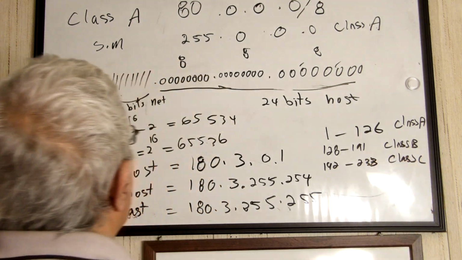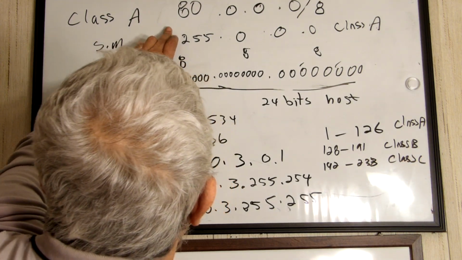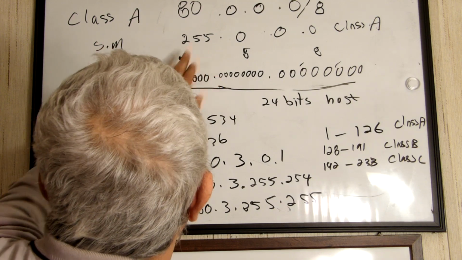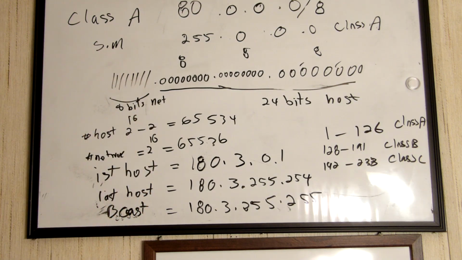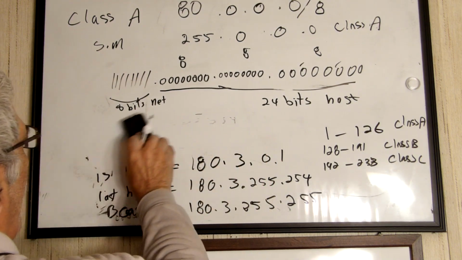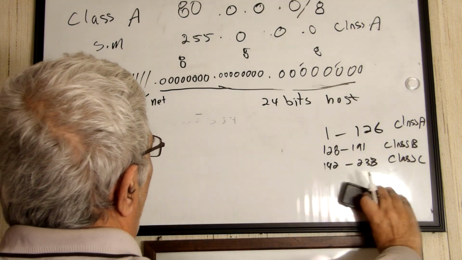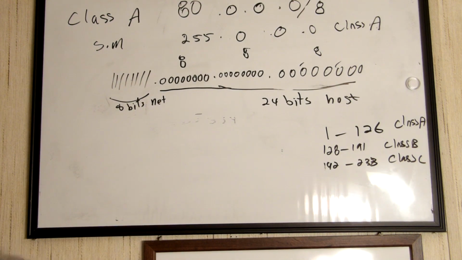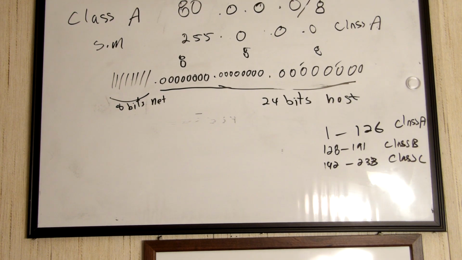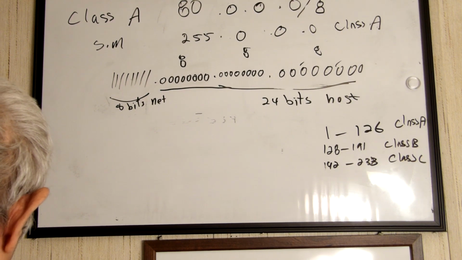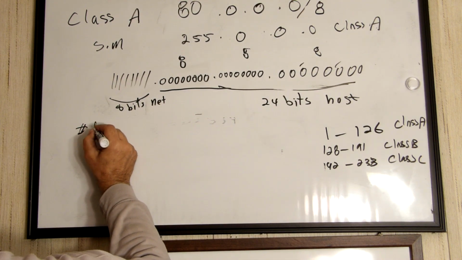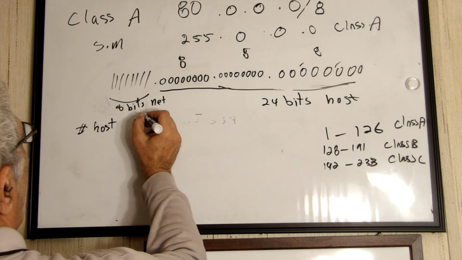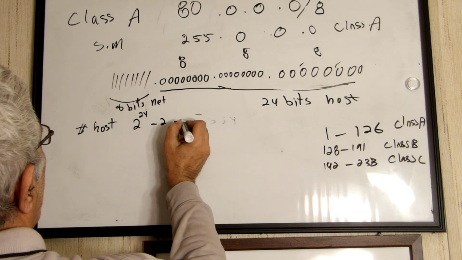So this is class A, class 8, the subnet mask is 255. Means there are only 8 bits for network. Now we are going to find out the number of the host. See, this is 24. The number of hosts is equal to 2 to the power of 24 minus 2.